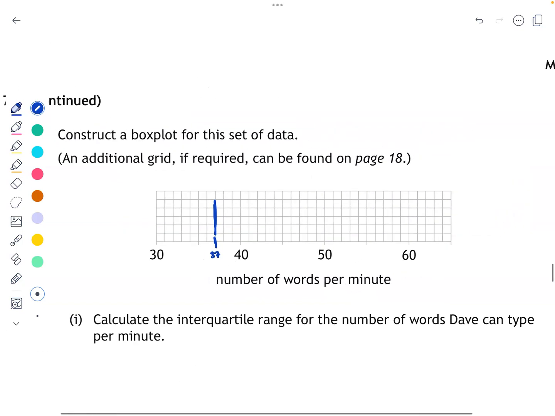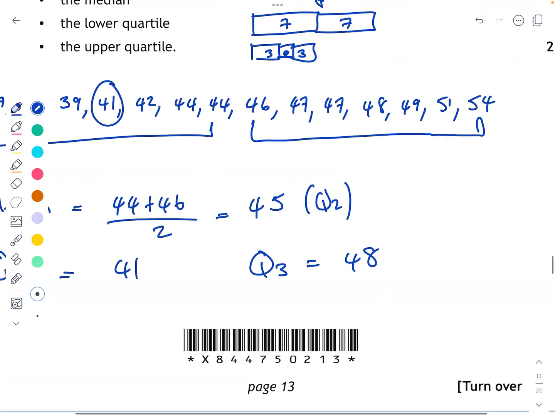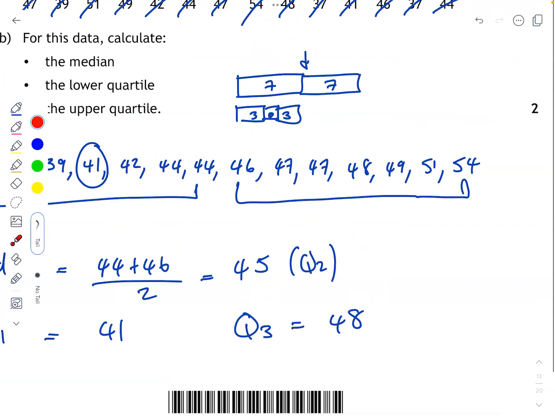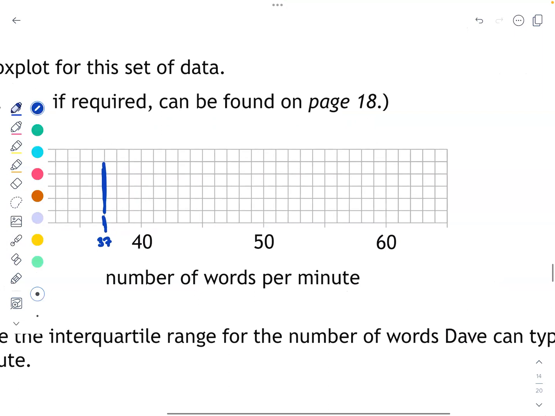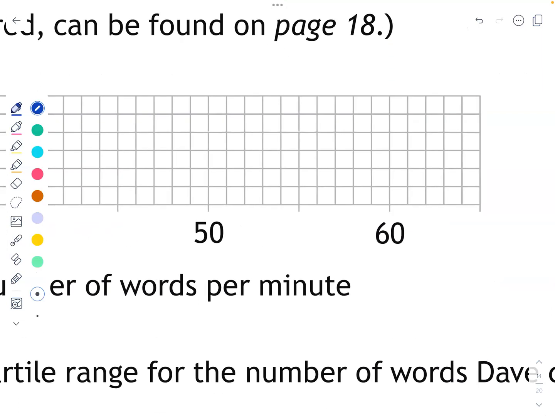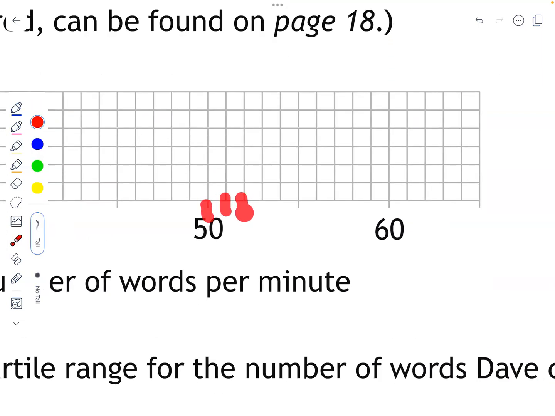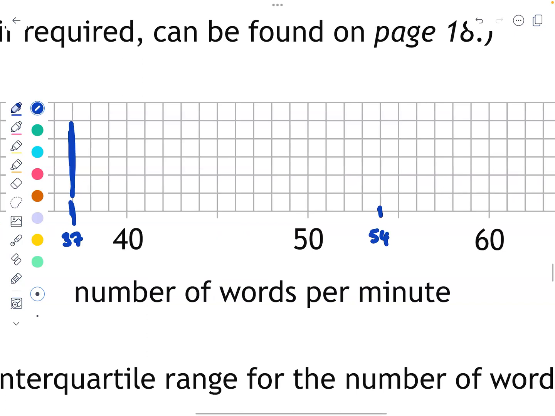lowest data point is. Our upper data point is 54. So I'm going to take the upper data point, 54, and I'm going to put that on here. So 54. We got 50, 51, 52, 53, 54. So it's going to be here. That's where 54 is. So I'm just going to draw a line there.